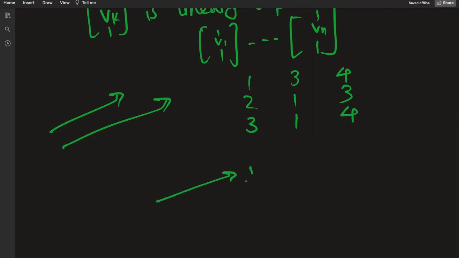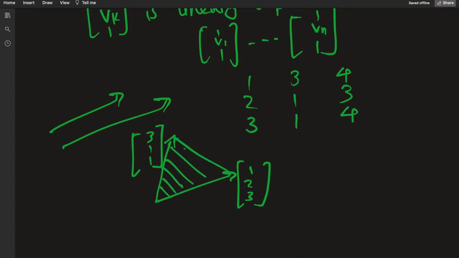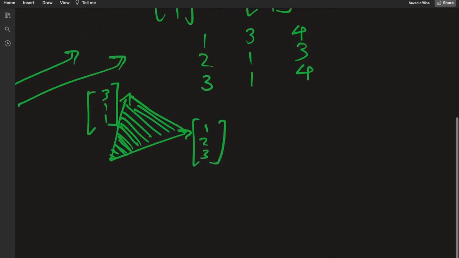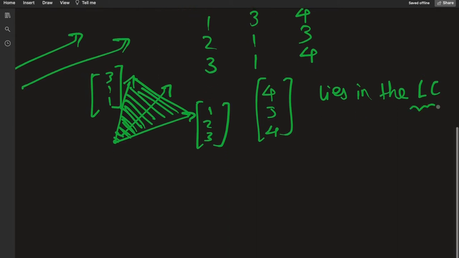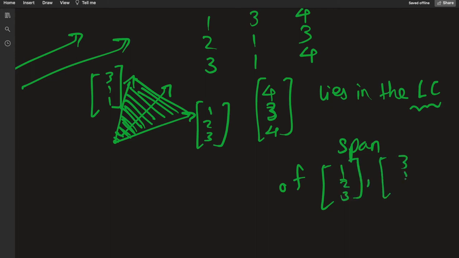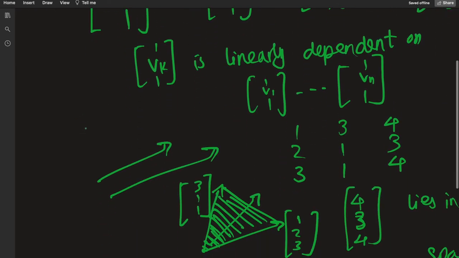So what that means is, say 1, 2, 3 is like this, and 3, 1, 1 is supposed to be like this. Then 4, 3, 4 will lie in the linear combination of them. And this linear combination of them will be this entire plane that will contain the origin, because it's a subspace. And instead of just calling it 4, 3, 4 lies in the linear combination, instead of using this term, there's a way more effective term, and we call it the span. So 4, 3, 4 lies in the span of these two vectors, 1, 2, 3 and 3, 1, 1. That is linear dependence.